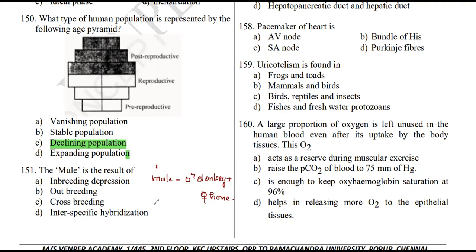And there's something else called a hinny. A hinny is just the reverse of it, so the female donkey and the male horse. That is a hinny. They are also going to be interspecific ones. They are sterile. So they are interspecific hybridization.